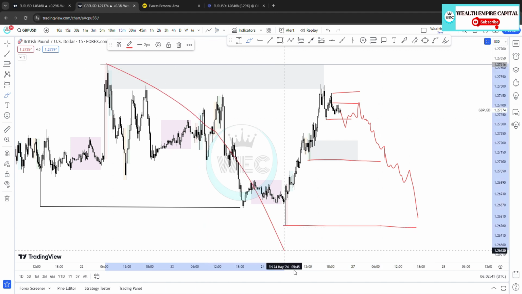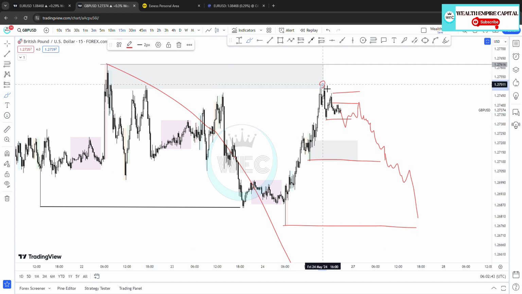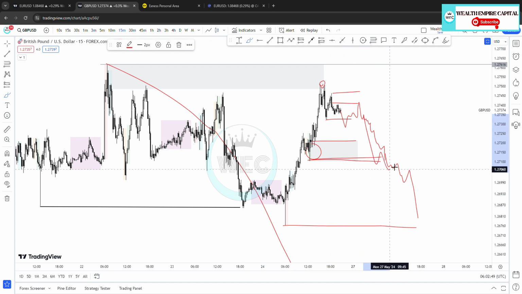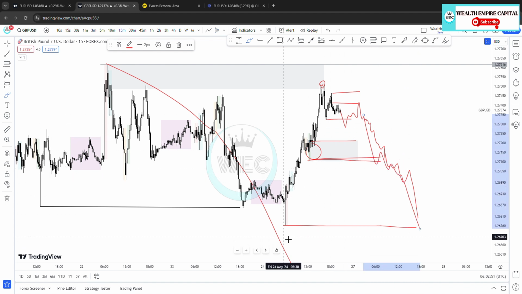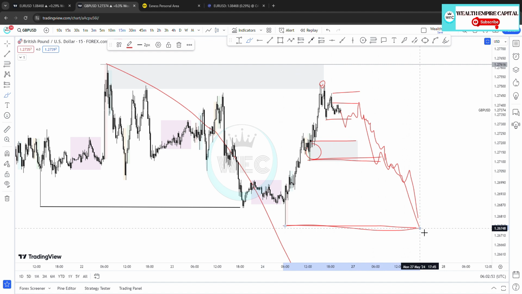A bearish intraday, the sales has already started, but we have an obstacle in here to watch and see what price will do. If we break that, we are dropping all the way to the downside to at least clear these lows. So that is what I'm looking at on GBP USD.